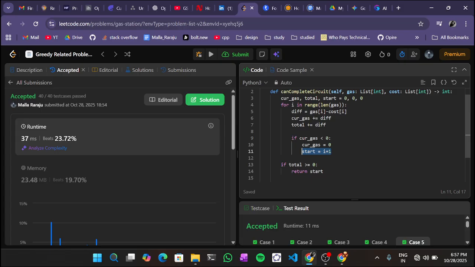Because we already checked until the ith position, any point before I would not be a valid solution. If we face a deficit at a certain position, even though we had the accumulation of all the previous gas stations, we are sure to encounter the deficit again if we start anywhere before that deficit point. So we rather start after the deficit point and see if there exists any such position.